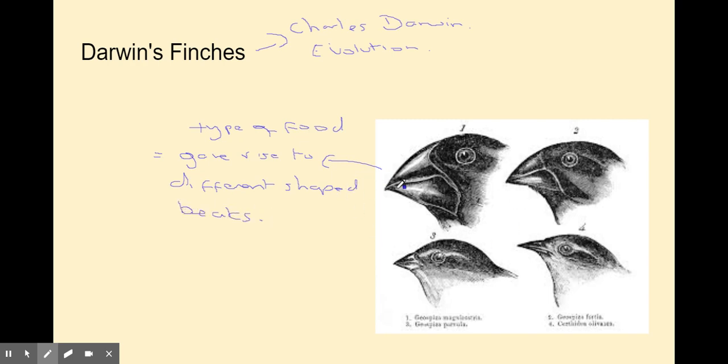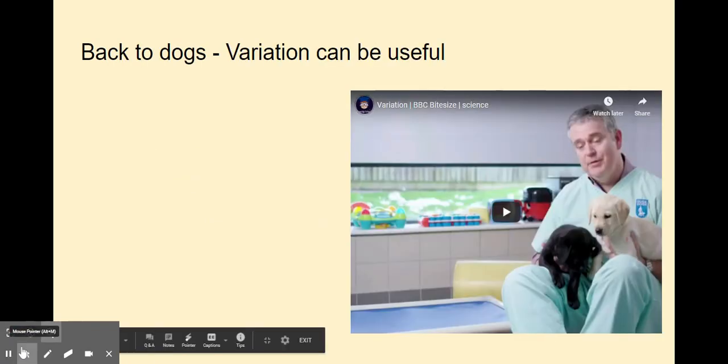So we see this variation within the species, and this is a genetic variation because it's passed on through each different species of finch. So it's a genetic variation. Okay, so it's an inherited characteristic, and we'll go into a bit more detail about Charles Darwin and his finches when we look at evolution. Okay, let's go back to dogs.